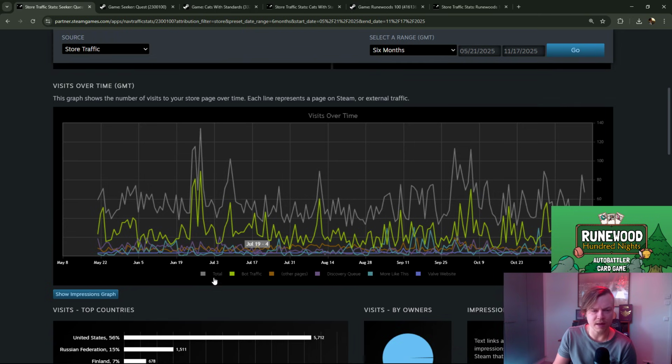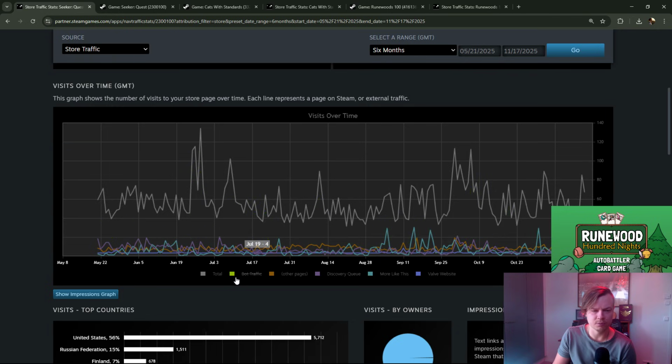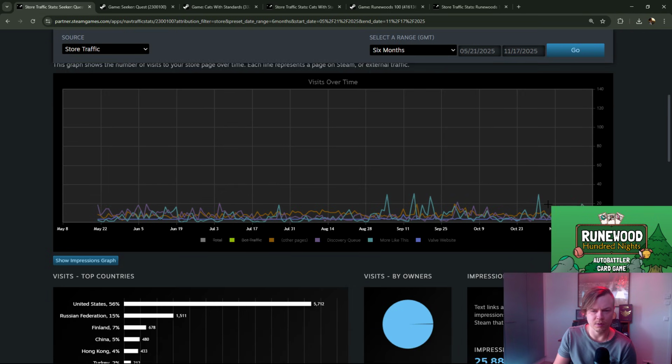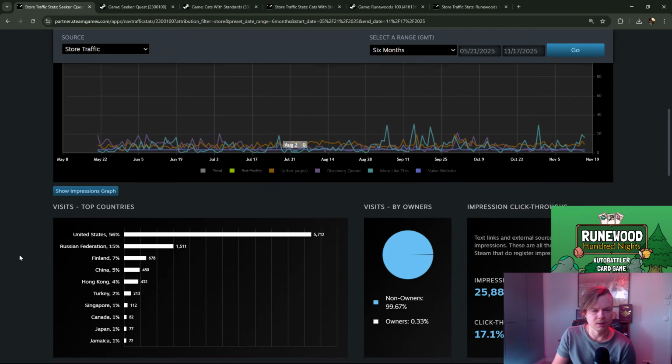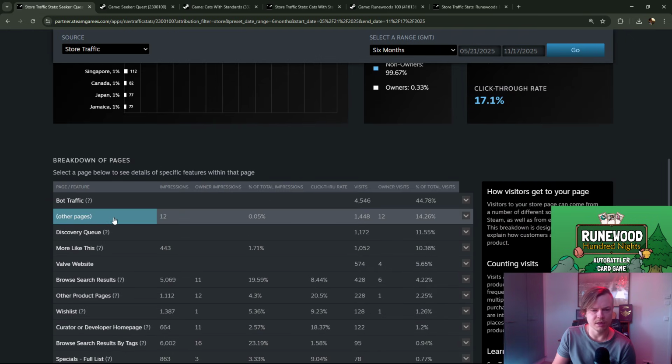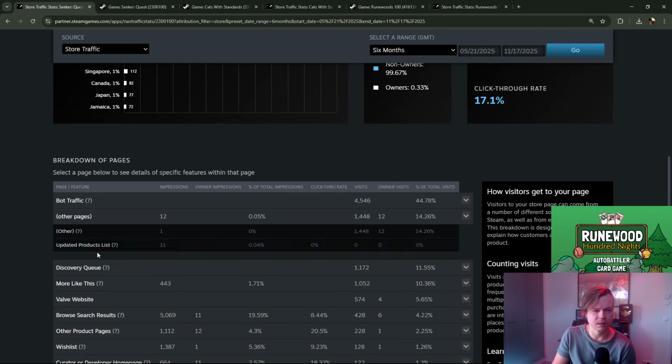So first of all, the gray is the total, and the green is the bot traffic, which I'd like to remove from there. And let's remove the total as well. So we can now see a little more clearly what has happened here. It's more like this. You can see it spiking with some 30 views now and then, but also the other pages. Let's see from here, other pages. What are other pages? Update, products list, something like that.